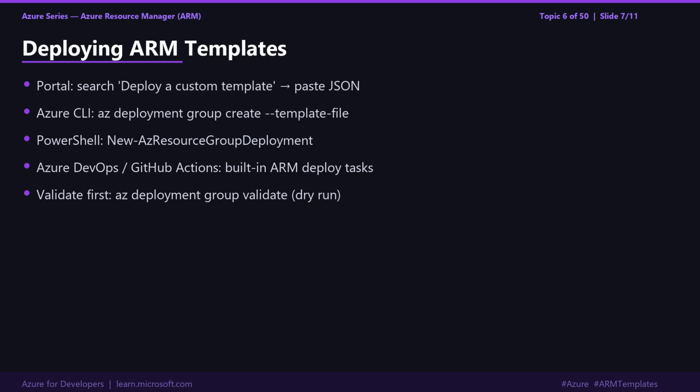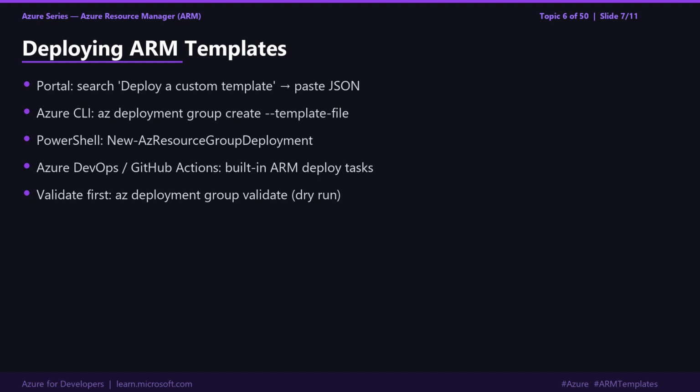The Azure CLI is the most developer-friendly option. One command, az deployment group create, specifying the resource group and a path to your template file. Add a corresponding parameters file with the flag and you have a fully parameterized deployment. You can run az deployment group validate first. This sends your template to ARM for validation without actually creating anything. It catches syntax errors, invalid property values, and permission issues before spending any money.